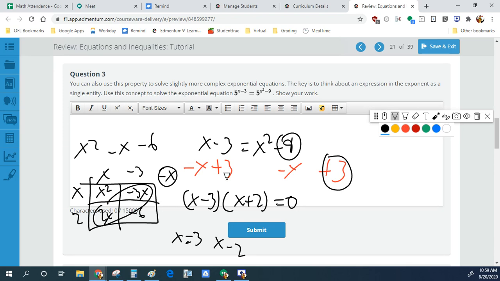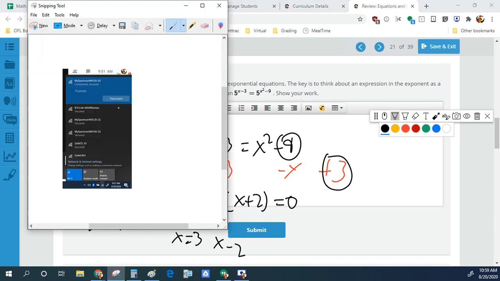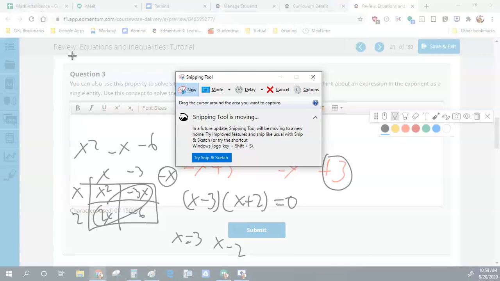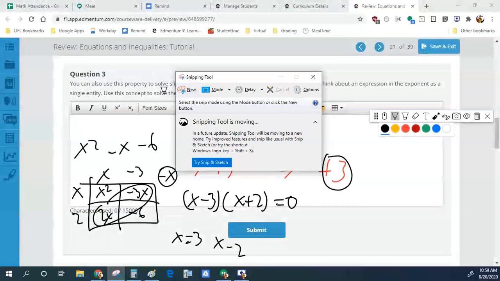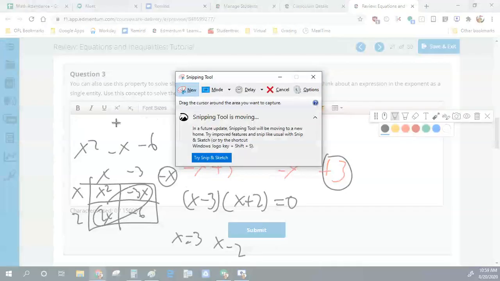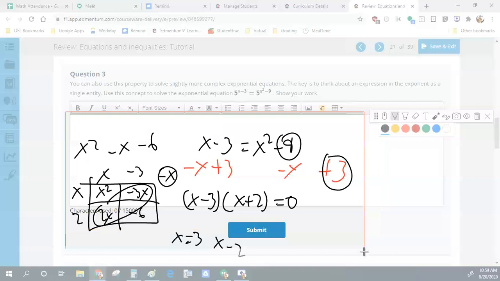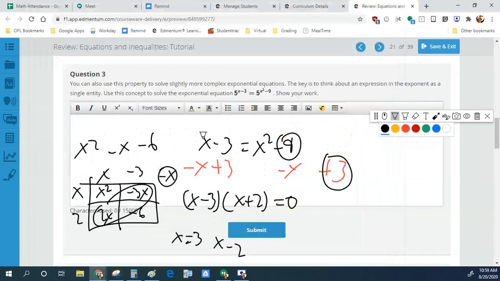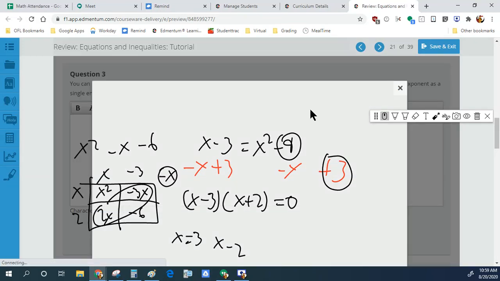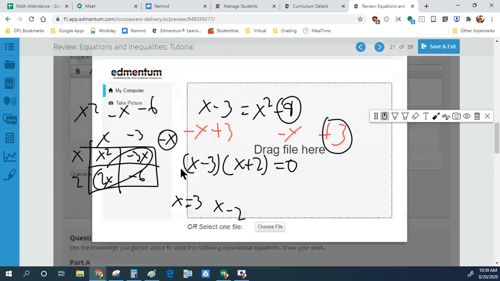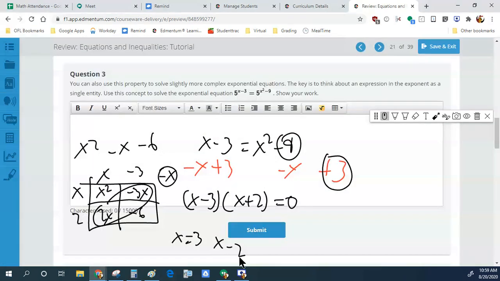What you guys can do, I don't think I can do it because I'm not a student, is you can always take a screenshot or take a picture of whatever you're doing to show your work. So you can take this picture and you can just paste it onto here. I don't think it's letting me, but another trick you can always do, I don't know if this lets me do it, is you can do this.